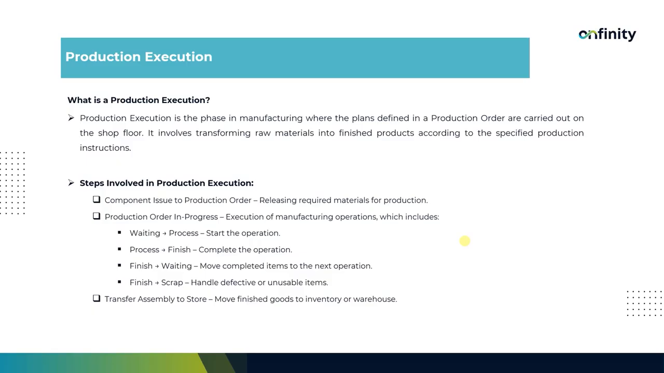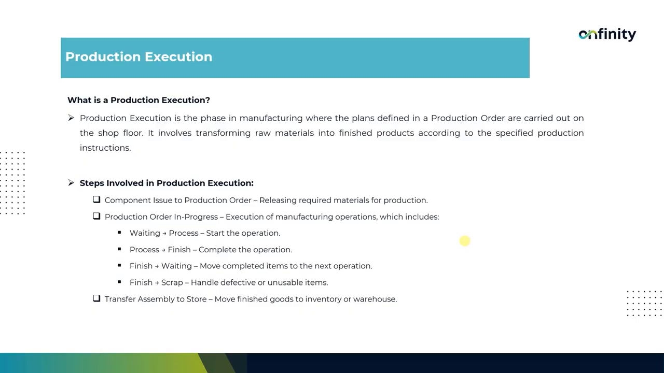Now understand what production execution is. Production execution is the phase in manufacturing where the plans defined in the production order are carried out on the shop floor. It involves transforming raw materials into finished products according to defined production instructions.